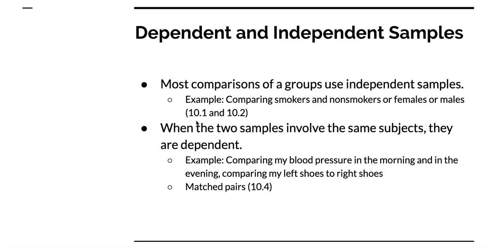So we will work with both independent and dependent samples in chapter 10. Sections 1 and 2 are working with independent samples, and section 4 will work with dependent samples. I'm just going to leave 10.3 as an optional reading for you if you want to read it. But let's go over those 3 sections this week.